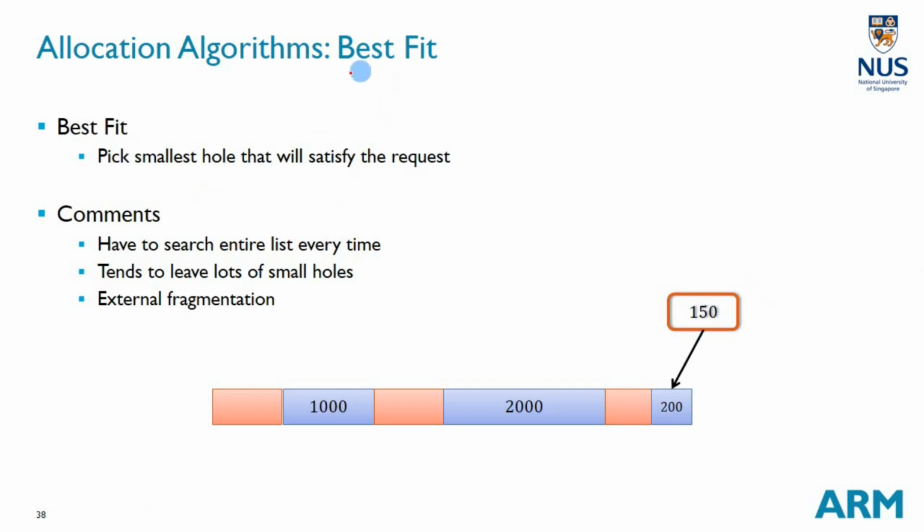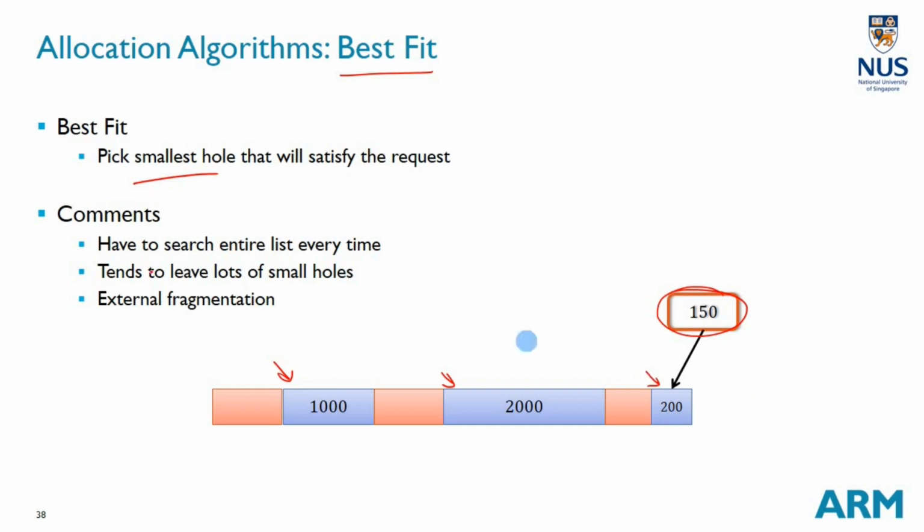The first one is what we call a best fit algorithm, where we try to look for the smallest hole that can satisfy the request. So in this case, I'm looking for a memory chunk of 150 bytes, and then I go through. Initially I'll come here, and then here, and then here, and I see that of all the three available spaces, this is the smallest one, and then I'll allocate it over here.